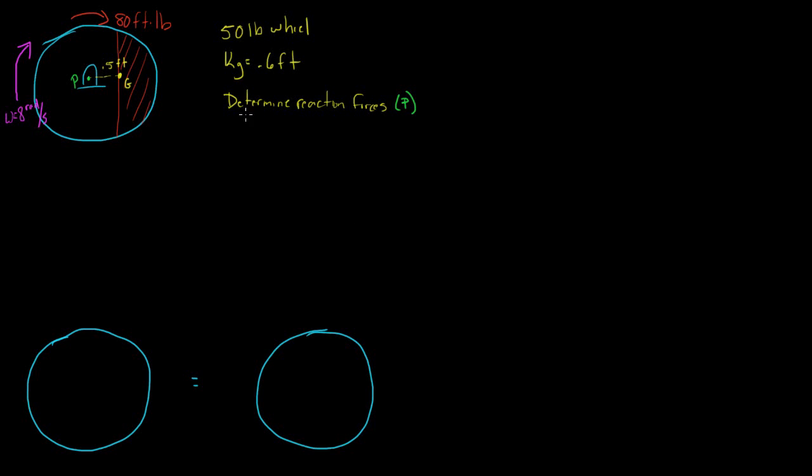In this problem, I have this unbalanced wheel, and this wheel has a weight of 50 pounds. It's rotating clockwise with an angular velocity of 8 radians per second, and it has this moment of 80 foot-pounds on it. So we put this moment on it, and we want to determine the reaction forces at this point P, this middle point right here.